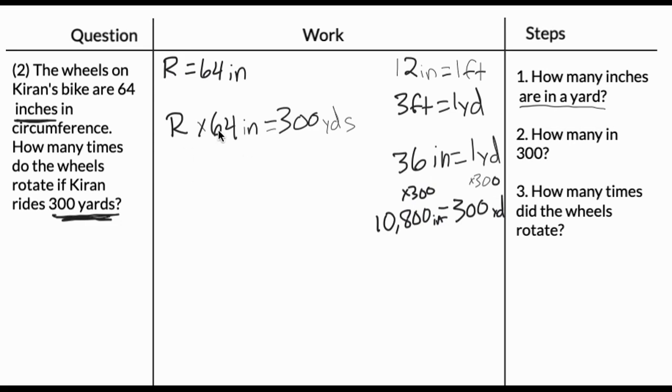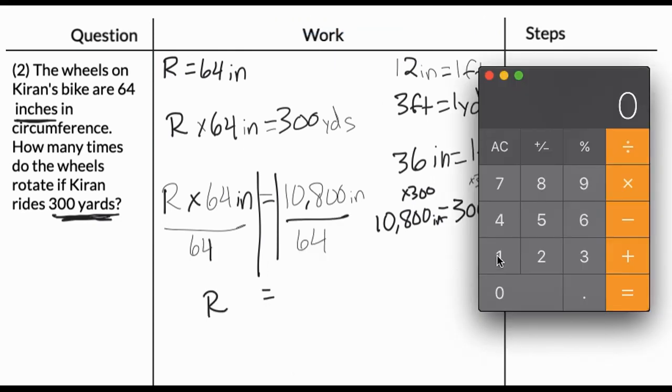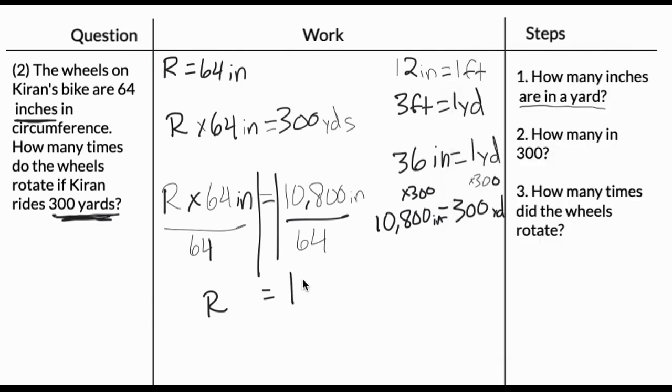So now if I were to rewrite this problem here, we're trying to figure out how many rotations, if each rotation is 64 inches, would it take to go 10,800 inches. So then to find out how many rotations we have, all we really need to do is divide both sides by 64. In this one here, we take 10,800 divided by 64, that gives us 168.75, but we're rounding to the nearest whole rotation, which tells us that the amount of rotations it takes is 169 rotations.